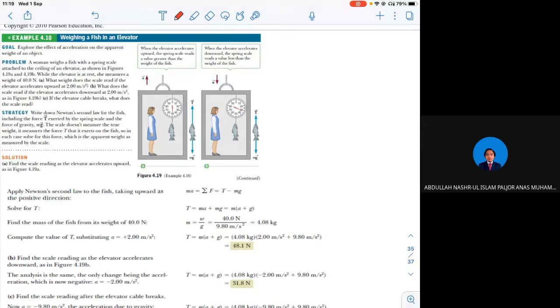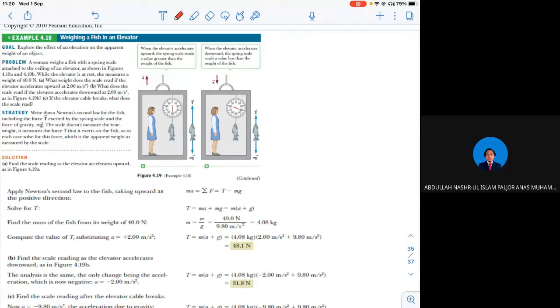A woman weighs a fish with a spring scale attached to the ceiling of the elevator, as shown in figures 4.19a and 4.19b. While the elevator is at rest, she measures a weight of 40 newtons. So when acceleration is 0, the weight is 40 newtons, which means the weight of the fish is 40 newtons. Part A: what weight does the scale read if the elevator accelerates upward at 2 meters per second squared?